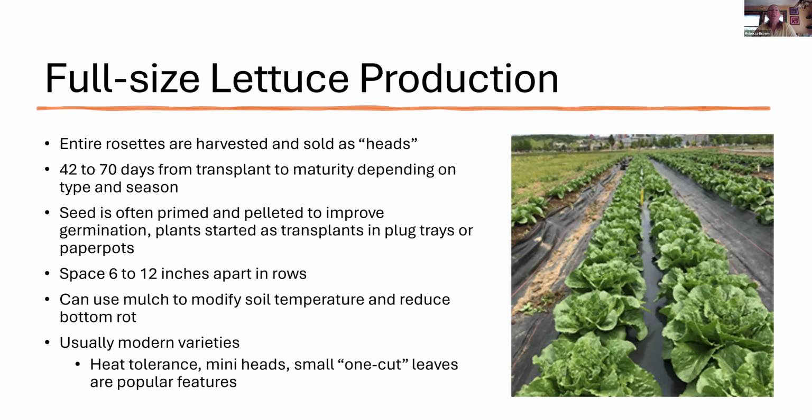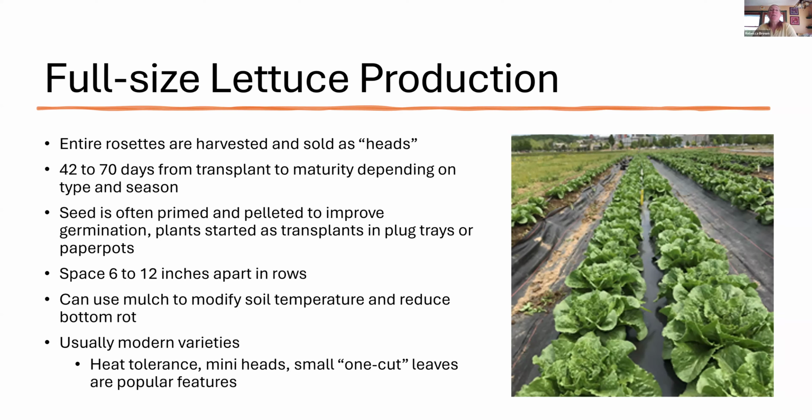Full-size lettuce production, depending on the type, is 42 to 70 days from transplant to maturity. Loose leaf and one-cut types and mini heads are generally closer to 42 to 55 days, whereas full-size romaine and iceberg or crisp head types are going to be closer to 70.